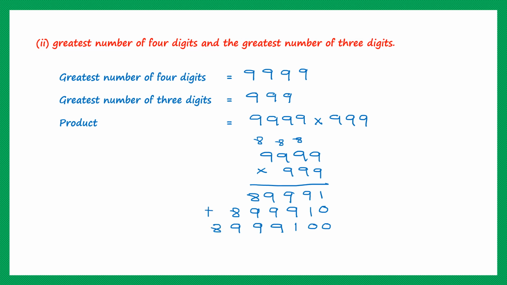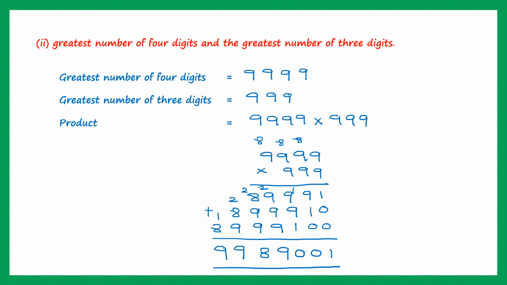Now we have to add up all these. So let's add it up. 9 plus 1 is 10, carry 1. 9 plus 1, 10, plus 9, 19, plus 1, 20, carry 2. Now 9 plus 2 is 11. 11 plus 9 is 20, plus 9 is 29, carry 2. 8 plus 2 is 10. 10 plus 9 is 19. 19 plus 9 is 28, carry 2. 8 plus 2 is 10. 10 plus 9 is 19. Carry 1. 8 plus 1 is 9.